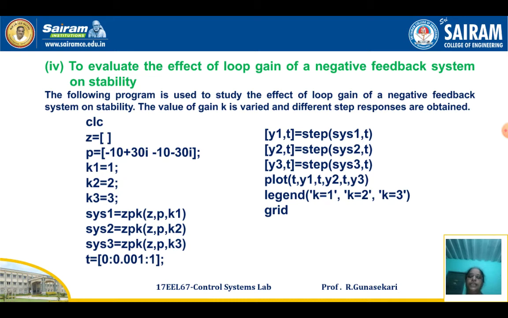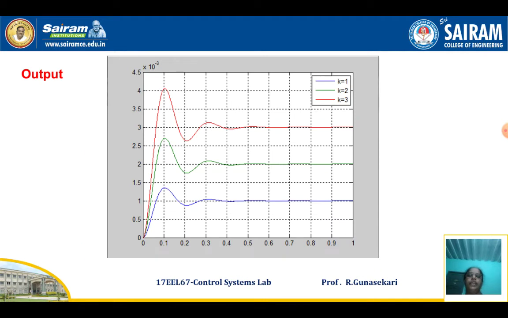And then again I set the time values. What are the K values? From 0 to 1, the step is 0.001, that is the time. I want the output only. So if you run this program, we are getting the output like this.